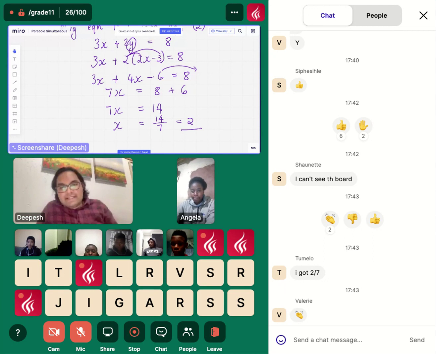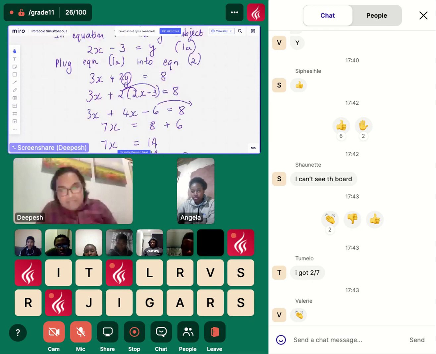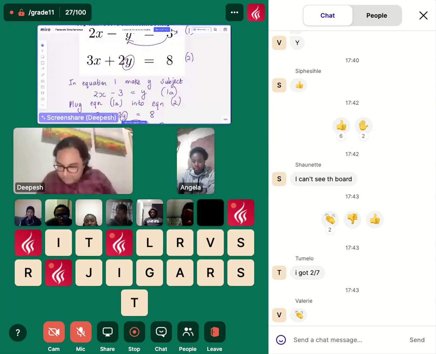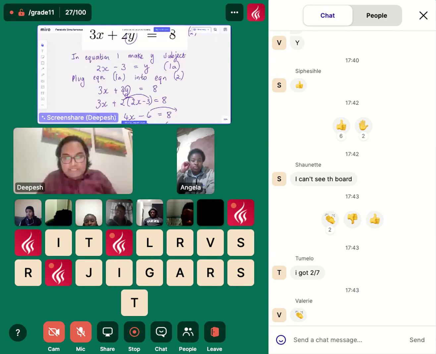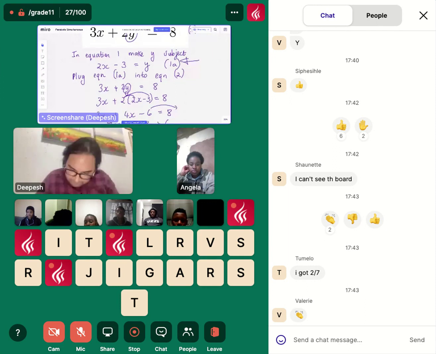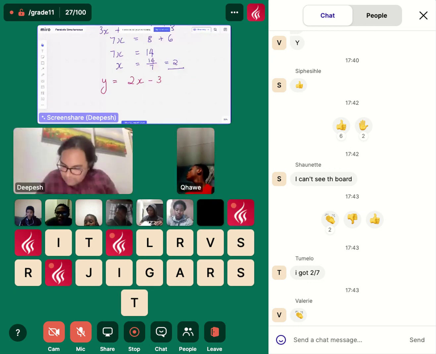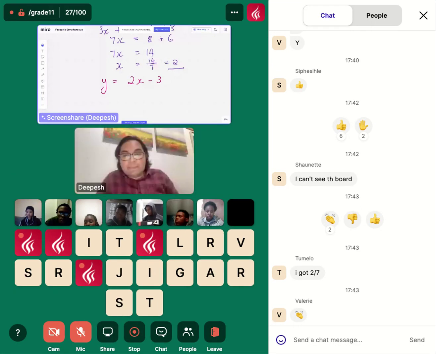So x equals 2. We now take the x and plug it into either of the original equations to find y, right? And if you're not speaking about the question, if you can mute, that would help. Then we won't get a lot of background noise. So I'm going to rather plug it into 1a. I'm going to plug the x into 1a, which is y equals 2x minus 3. And I'm plugging in the x in the place of this x here.